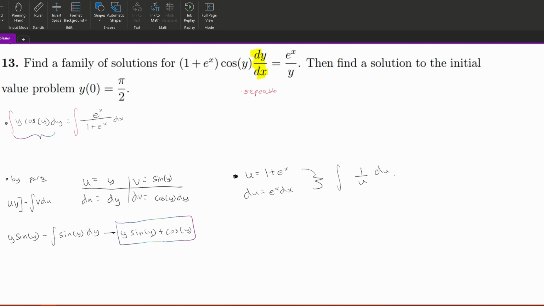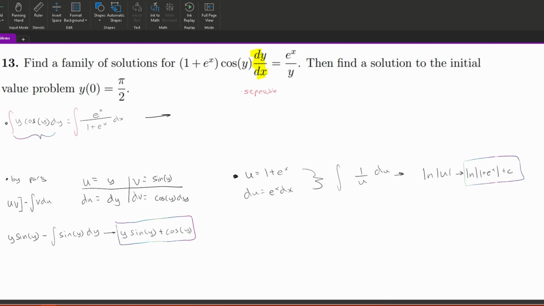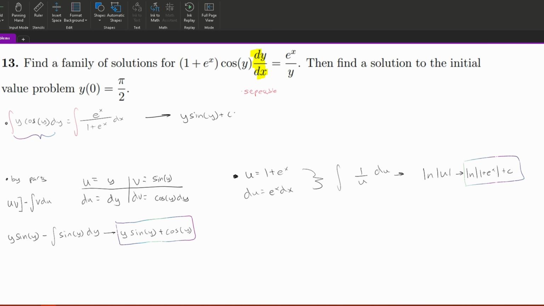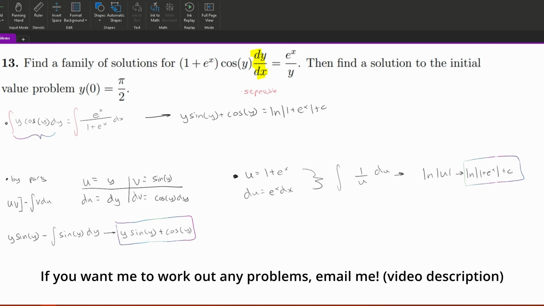And since we have 1 over u, we know integrating this is going to give us ln of u. Now u is 1 plus e^x, so really this is just ln of 1 plus e^x, like this. And since this is the right-hand side, when we plug this back in, it's going to need a plus c as well. So all together, this should look something like y sine of y plus cosine of y is equal to ln, absolute value 1 plus e^x, plus c.